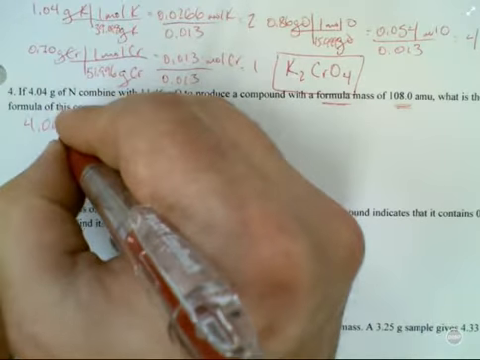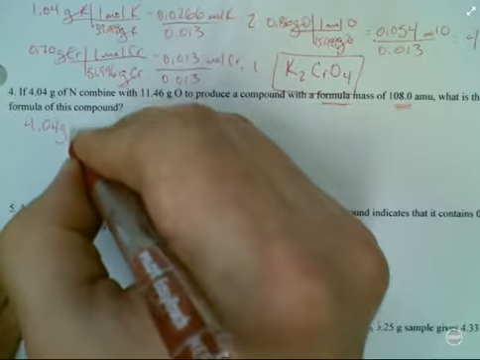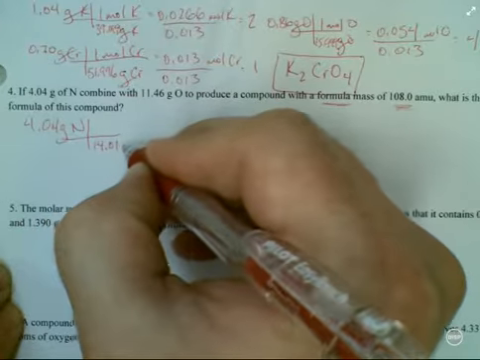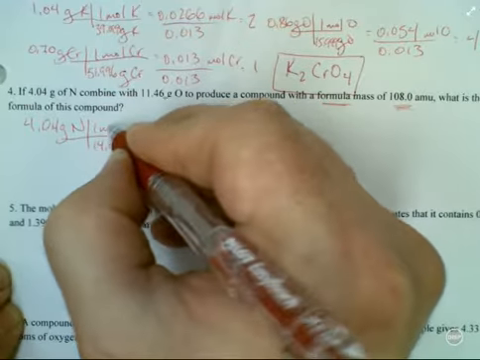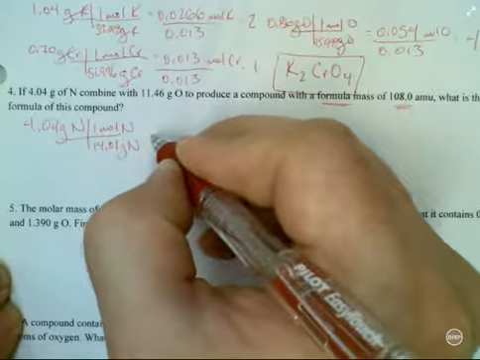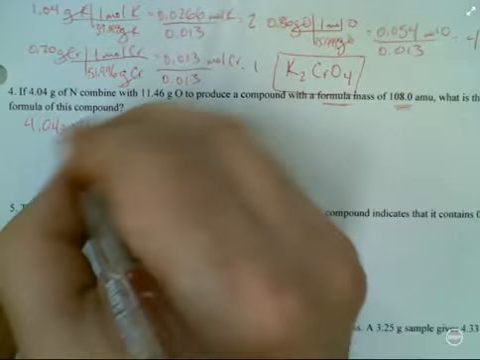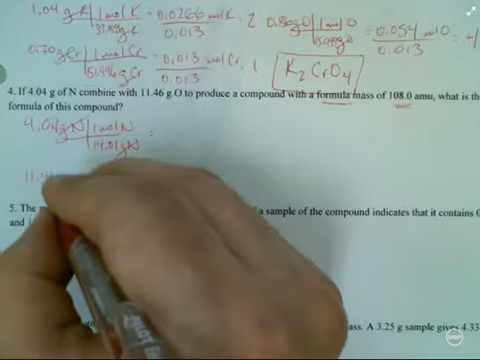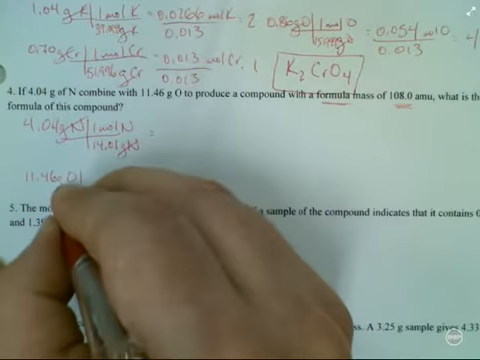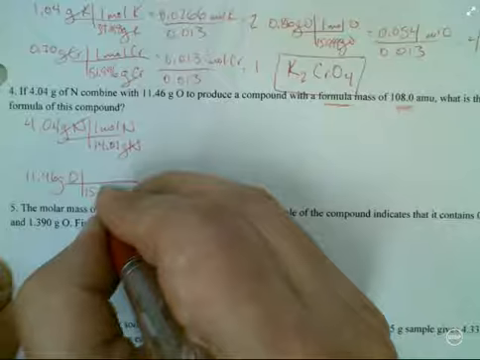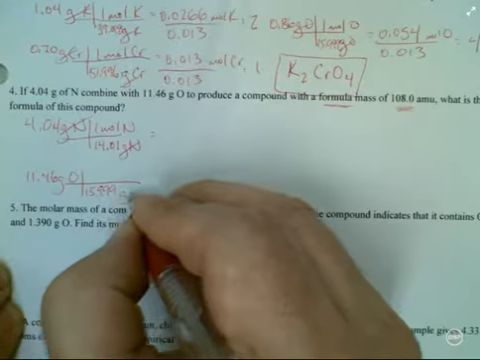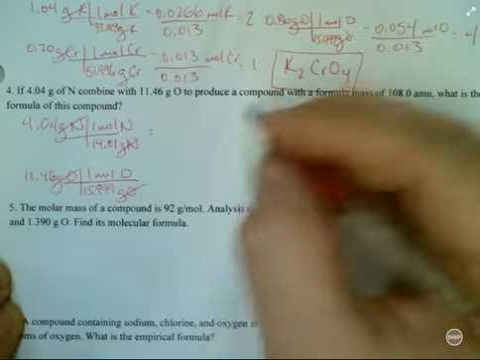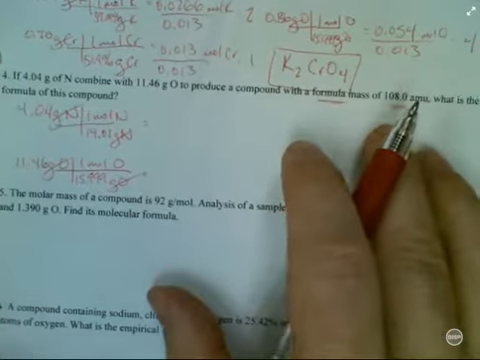Now, I don't have to do any assuming 100 gram samples because this is already in grams. 14.01 grams of nitrogen per 1 mole of nitrogen. That'll cancel out. And then I'll have oxygen. It'll be 11.46 grams of oxygen. 15.999 grams of oxygen is 1 mole of oxygen. All right, let's see what we get here.